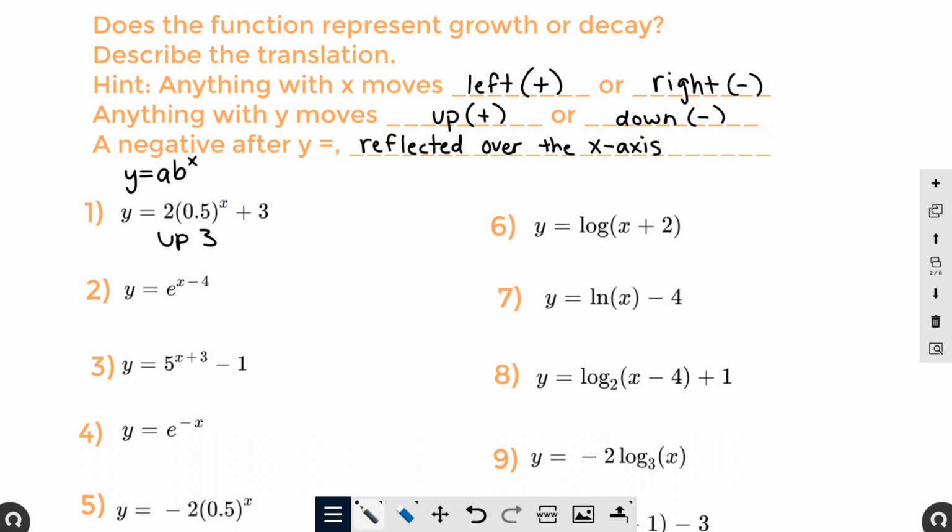Now, what tells us if it's a growth or a decay? Good. If b, what's being raised to the power, is greater than 1, it's a growth, less than 1, a decay. So 0.5 is a decay.